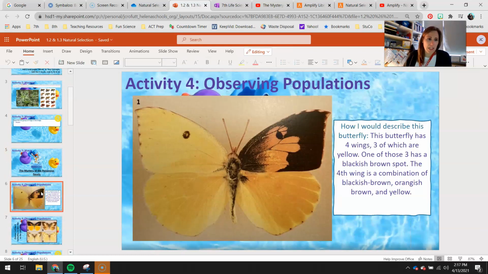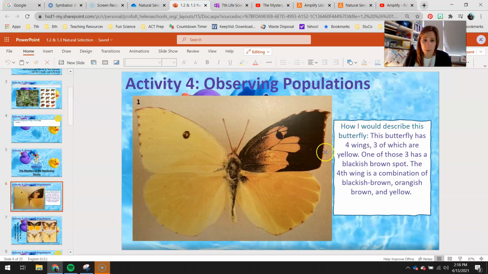Then let's move on to this next activity called Observing Populations. What you see in this image is a picture of what we call a dog-faced butterfly. What I did for you was show you how to describe this thing. What I see is obviously it has 4 wings. It looks like 2 of those wings are just solid yellow, with some little splotches of black. Really all 3 of these are solid yellow, but you have this almost distinguished spot right here.